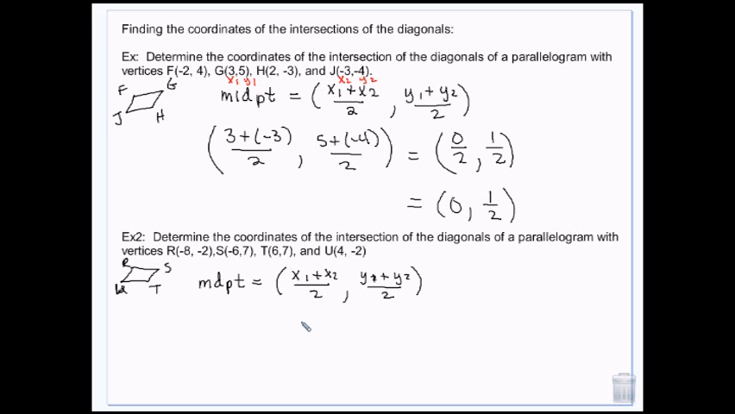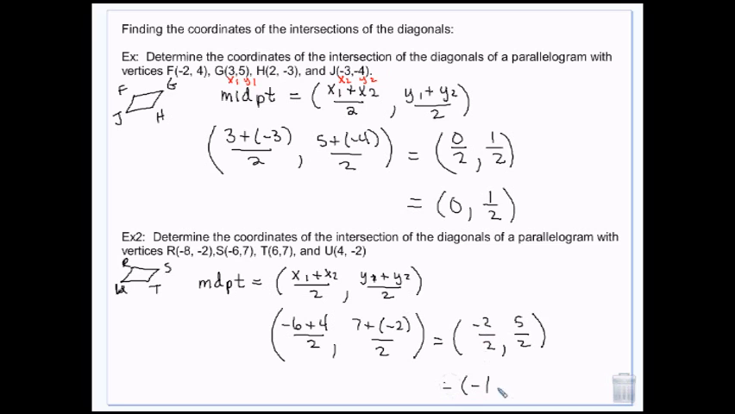So we're using U and S. So -6 plus 4, divided by 2. And then 7 plus -2, divided by 2. So that gives me -2 over 2 and 5 over 2. This is -1. And that's just 5/2. You can just leave it just like that. And so that's the point of intersection of the diagonals.